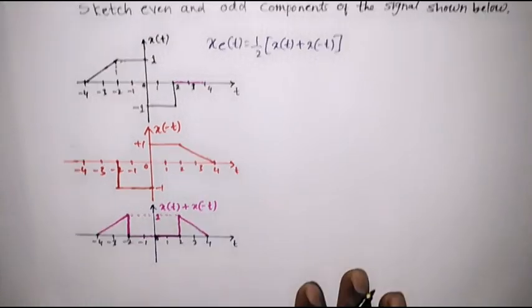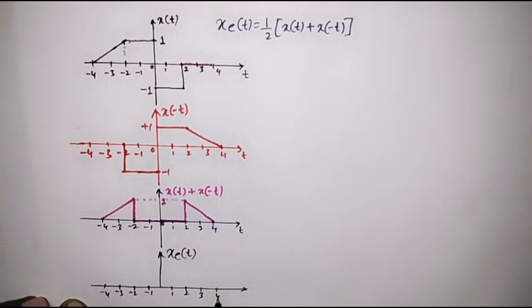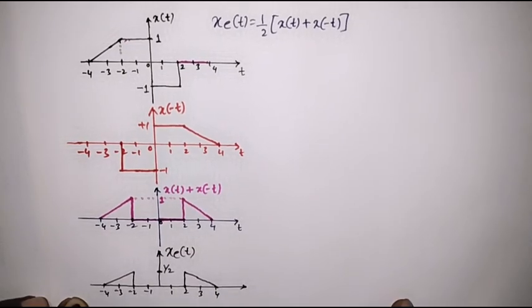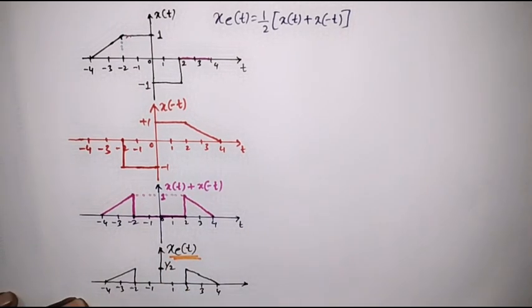I'll draw here. 3, 4. So it will be, here amplitude is 1. Now we are supposed to take the amplitude as 1 by 2. So here it is. So this is the resultant waveform, that is xe of t. This is t.